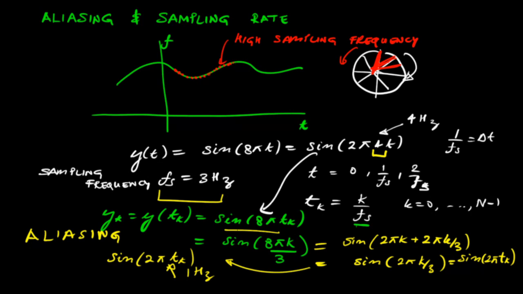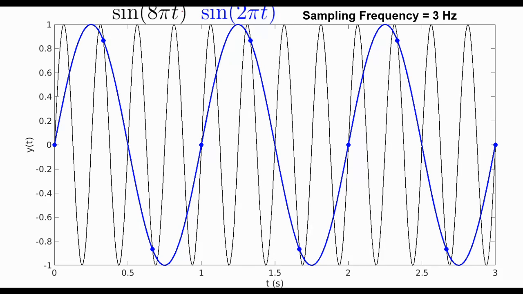Now, coming back to our example, let's look at it in more detail. So let's plot this signal. In this figure, you can see that we have a signal y equal to sine 8 pi t, shown in this black line, and we sample this signal at a frequency of 3 Hz. So this is a 4 Hz signal that we are sampling at 3 Hz, and you see that we get these points shown by these blue dots over here.